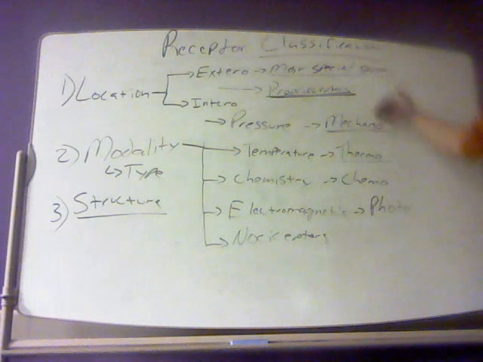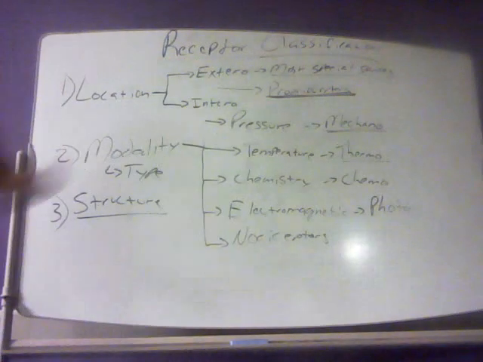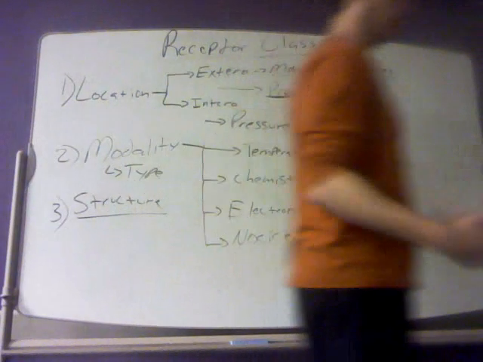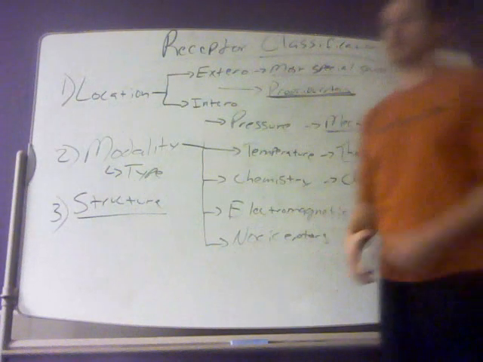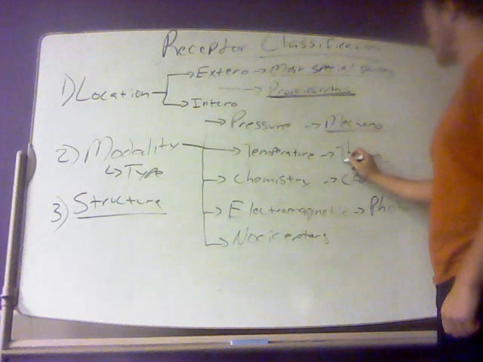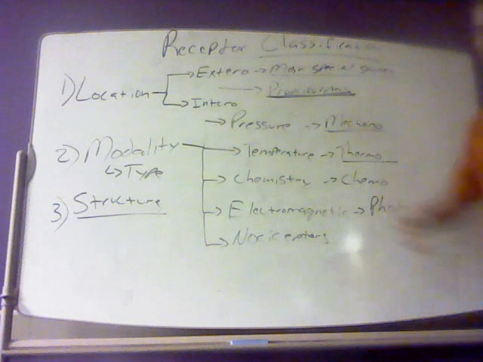Okay, and then there are internal interoceptors that are also thermoreceptors, again detecting changes in the temperature of our body. So if we get too cold, we undergo shivering, and if we get too hot, we sweat. Okay, so thermoreceptors detect changes in temperature. And then we've got receptors that are sensitive to a wide array of different chemicals.